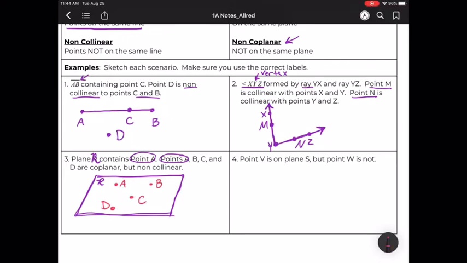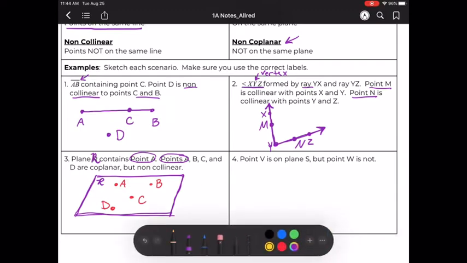All right, it might look something like this. I've got four points, A, B, C, and D, that are coplanar. They're all on this plane together, but they're non-collinear, meaning they don't line up in one line. Now, I've had students in the past say, well, Mr. Allred, these line up in a line, but not all four. When it says A, B, C, and D are non-collinear, that just means all four are not on the same line.